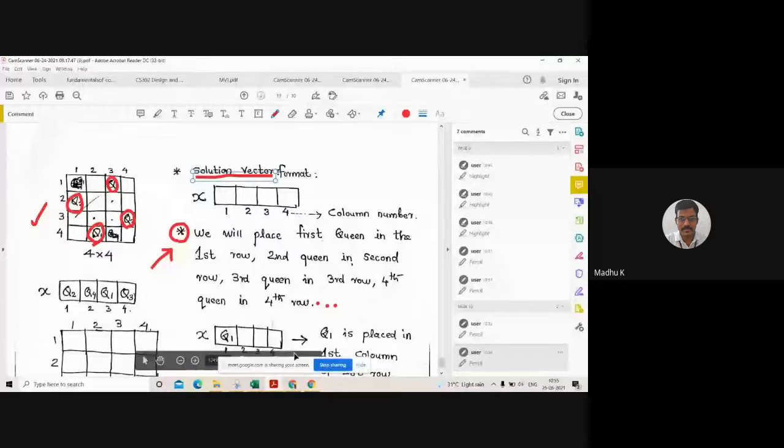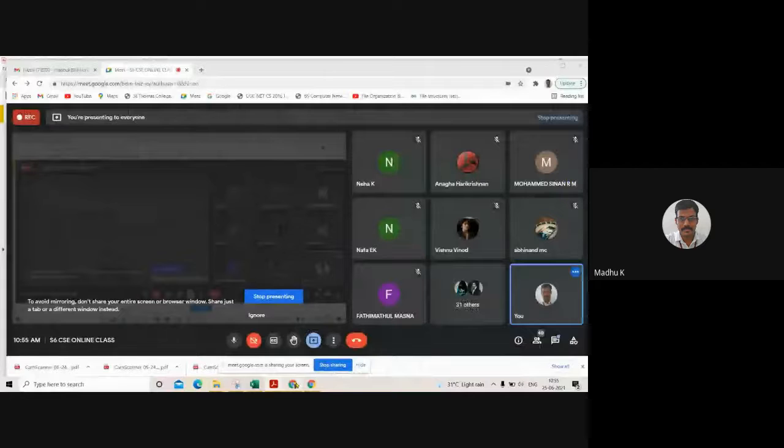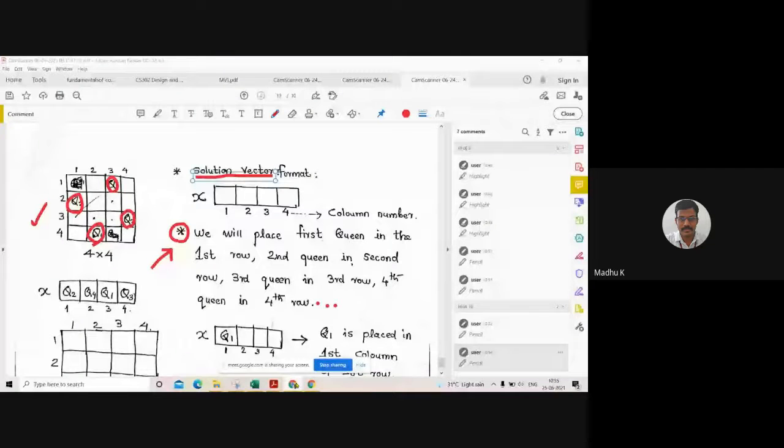This assumption is very important. I am trying to solve the 4 queens problem. I define the solution vector format in this way, and then I take an extra assumption, which means q1 will always be placed in the first row. You can note here, in this row only I will place q1.